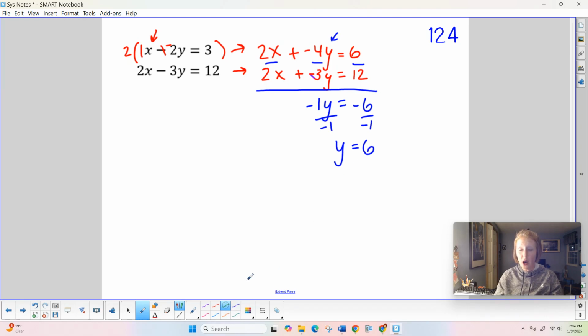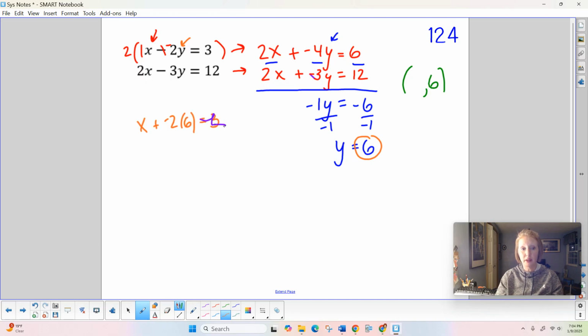So there you go. You've got part of the answer already. You've got that y is 6. Make sure you're putting that in the right spot. The hard part with this one is to go back and figure out what the matching x is, because I'm going to have to take this 6 and plug it back in to the y in one of these original problems. I'm just going to go with that first one. So I'm going to have x plus a negative 2 times 6 equals 3.